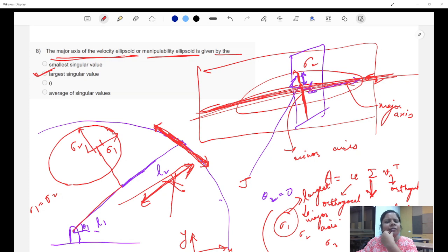Do you have any other information, whether it is a redundant system or any other system? Nothing is given, ma'am. The question is: the major axis of a velocity ellipsoid is found by, where J is the Jacobian matrix. Only that information is provided, nothing about redundancy. Okay.